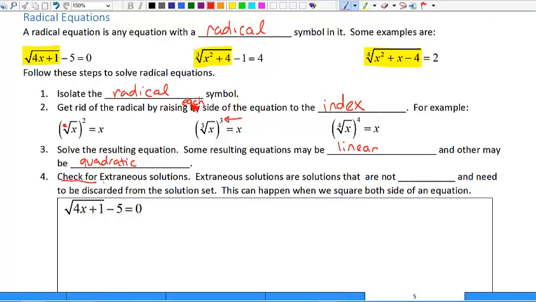Step 4 is not an optional step. It says you must check for extraneous solutions. Now, most of the things that we've done in the past have been optional checks. This is not an optional check whatsoever. An extraneous solution is a solution that is not valid, and they need to be discarded from the solution set. This often happens when we square both sides of an equation, which is what we're going to be doing a lot today, when we square both sides on step 2. So you have to check your work. If there was a shortcut to this, I would show it to you. There isn't. You just have to work out both sides.